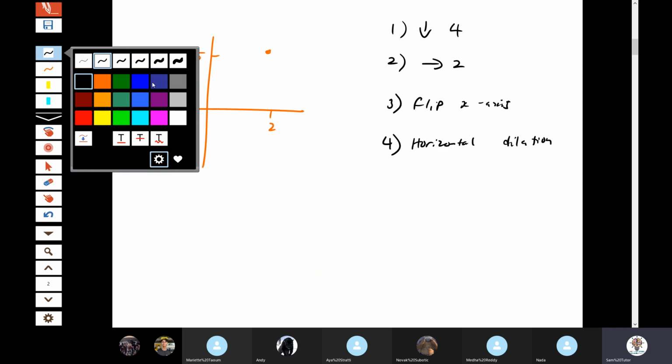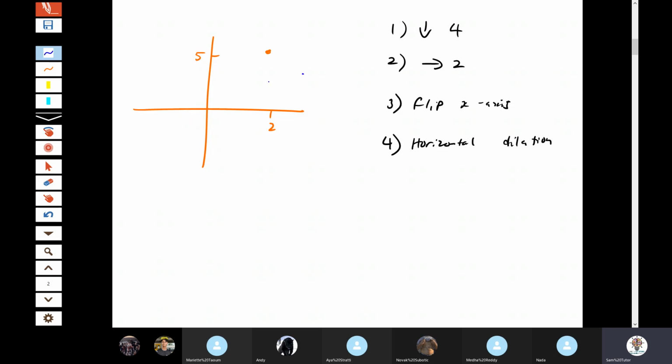Part 1. Down 4. 1, 2, 3, 4. That's at 2 and 1. All good? We'll label that as A. Go right 2 units. 1, 2. That's at 4. That's B, which is at 2 and 3.